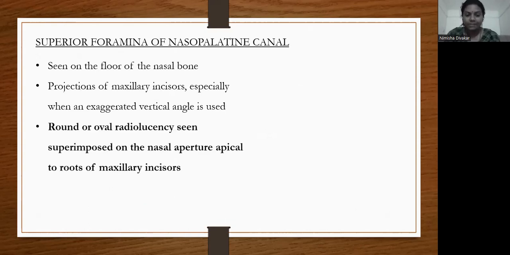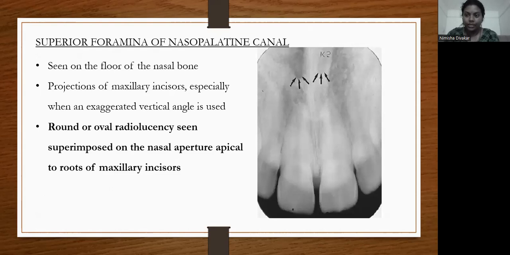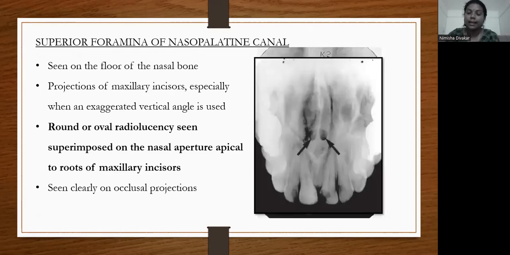In a radiograph, it appears as a round or oval radiolucency, superimposed over the nasal aperture apical to the roots of the maxillary incisors. This is the IOPA showing that the black arrow denotes the position of the superior foramina of the nasopalatine canal. It is not usually seen in an anterior radiograph, but sometimes it appears when the vertical angle is reduced. It is seen clearly on an occlusal projection. This is the occlusal projection which shows the exact position of the superior foramina of the nasopalatine canal.